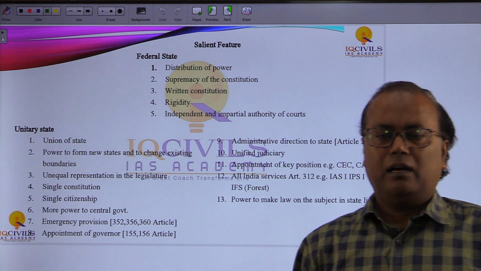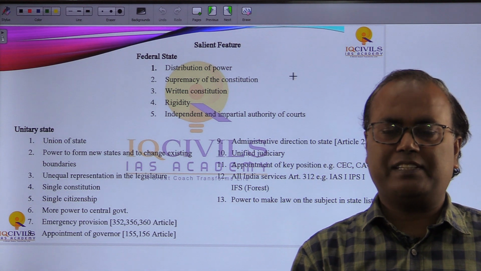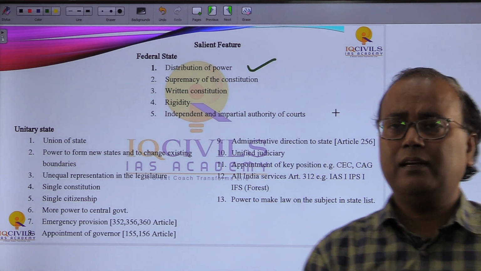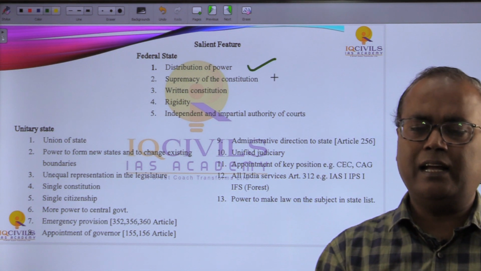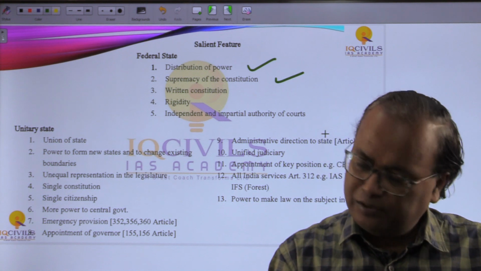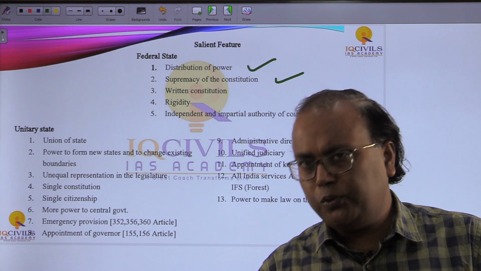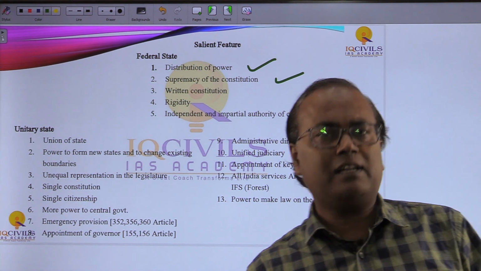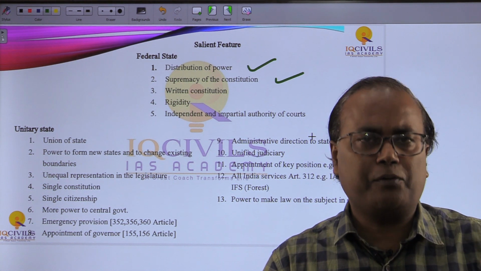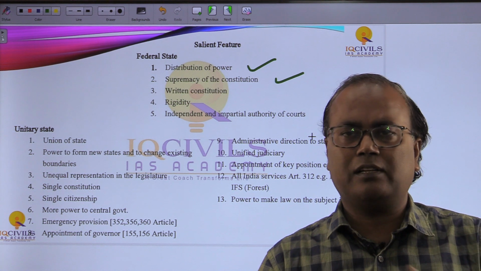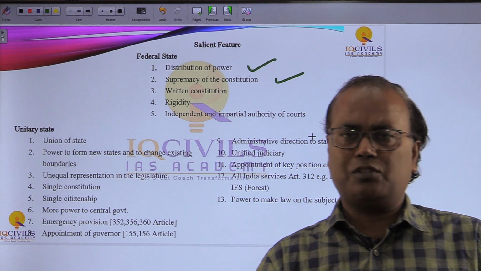Now again, you have to understand what the salient features of the federal government are. There should be distribution of power. Certainly we have a distribution of power between the center and the state here, even in India. Supremacy of the constitution. Okay, the Indian constitution is supreme. No institution, no post or office is above the constitution, nor is anybody who is manning that particular post or office. Nobody is above the constitution, but we have given the transcendental position to the constitution itself.